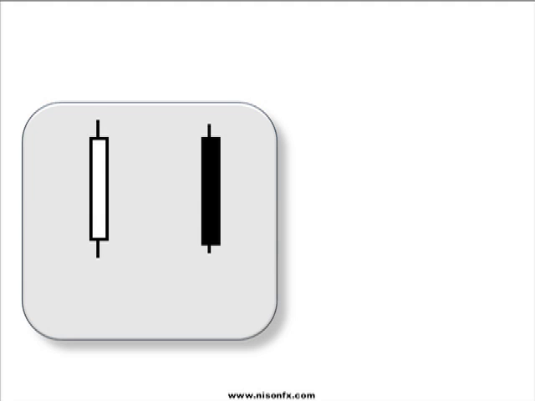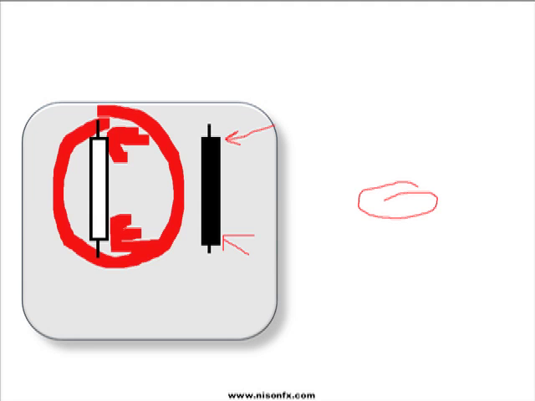Okay, now let's think about this. There's no real body, so who's in control? The market opened and closed at the same level. So here is a market where nobody's in control. The bulls and the bears are in a stalemate. So on this doji session, the market is in balance between the bulls and the bears.